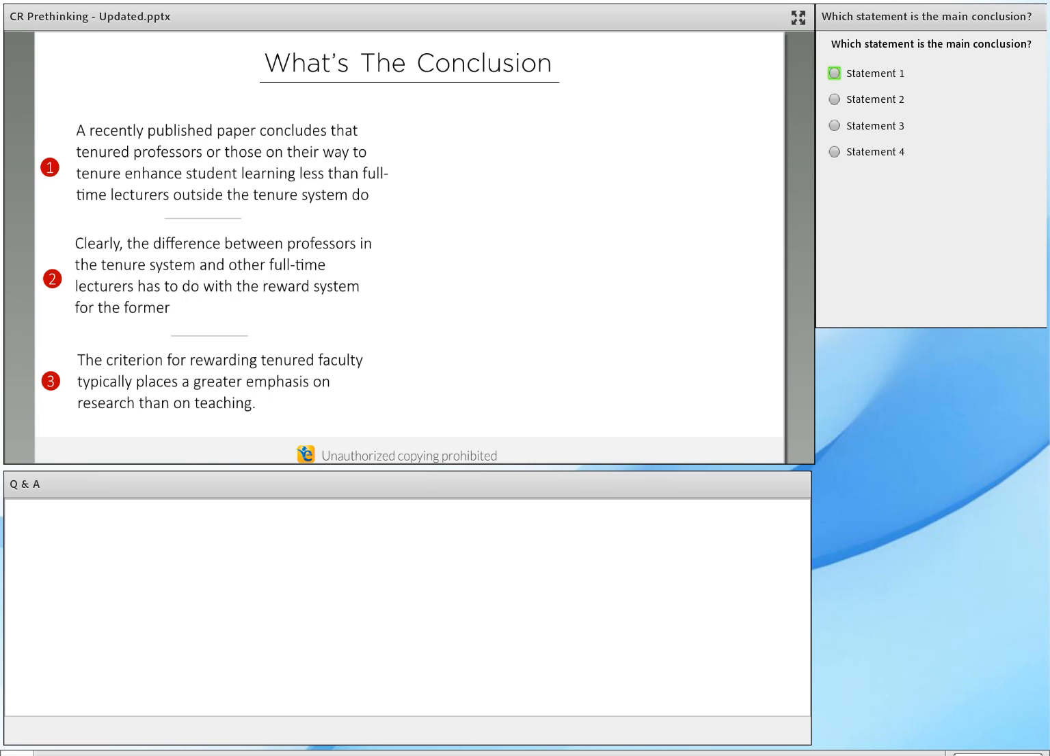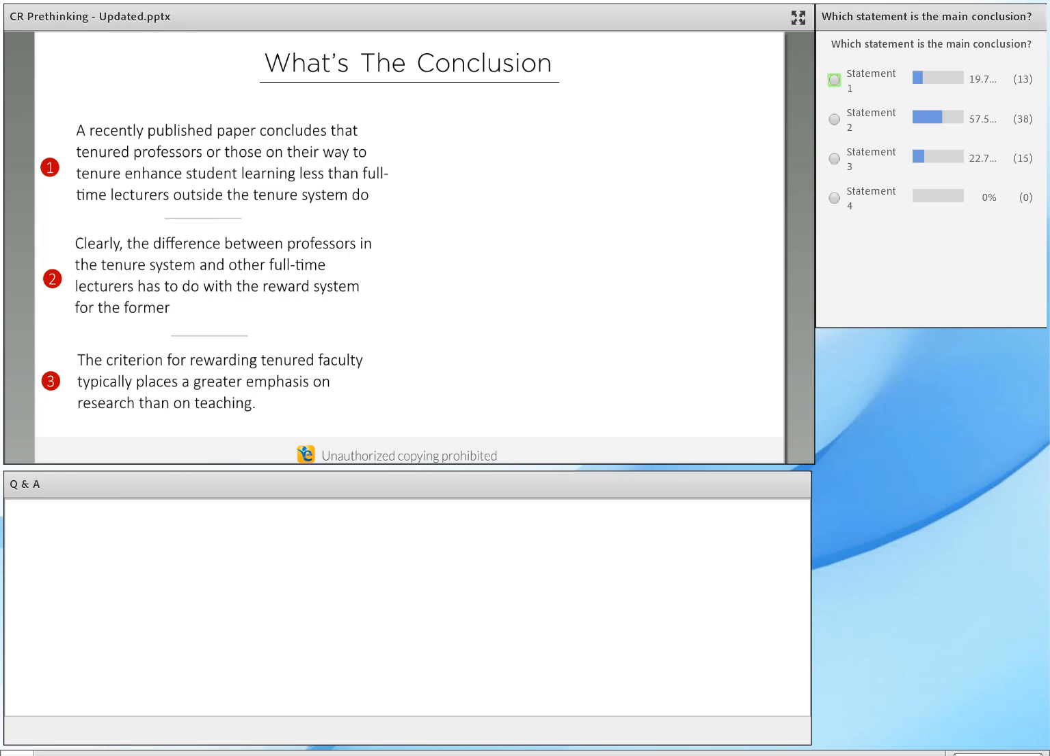Five, 4, 3, 2, and 1. I'm going to end the poll. Last chance before you get those answers in. Which statement is the main conclusion? Okay, end the poll, broadcast the results.